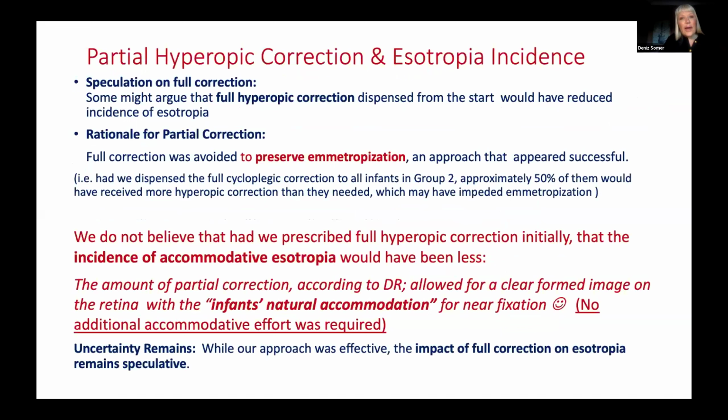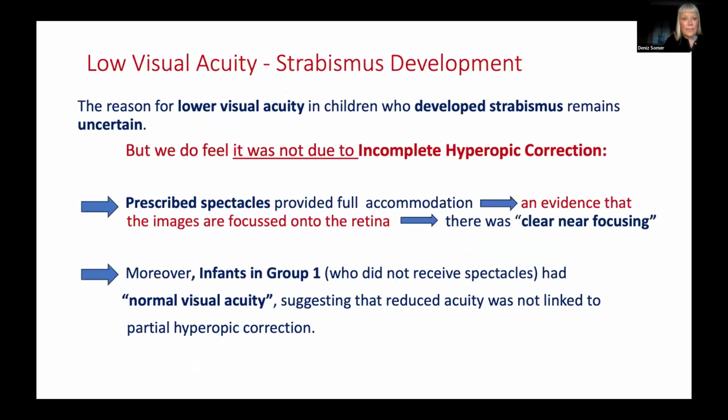Some might argue that full hyperopic correction dispensed from the start would have reduced incidence of esotropia. Our rationale for partial correction was to preserve emmetropization. We do not believe that had we prescribed full hyperopic correction initially, that the incidence of accommodative esotropia would have been less. The amount of partial correction, according to dynamic retinoscopy, allowed for a clear formed image on the retina with the infant's natural accommodation for near fixation, so no additional accommodative effort was required.